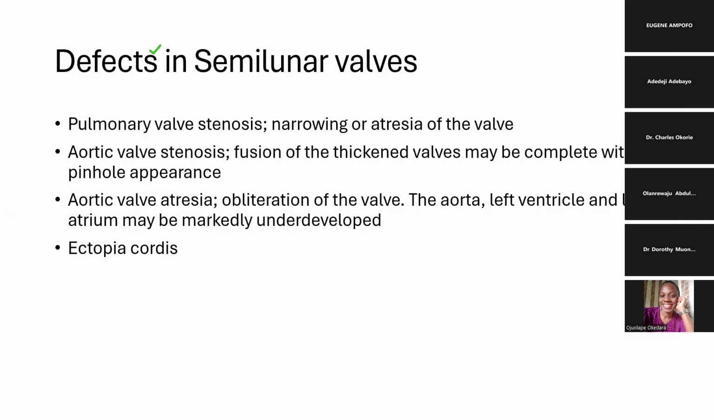When there is a defect of the semilunar valve, it can lead to pulmonary valve stenosis, which is either narrowing or atresia of the valve. There can also be aortic valve stenosis, where fusion of the thickened valve may be complete with a pinhole appearance. We can also have aortic valve atresia, which is from the obliteration of the valve. The aorta, left ventricle, and the left atrium may also be markedly underdeveloped. And we may also have ectopia cordis.